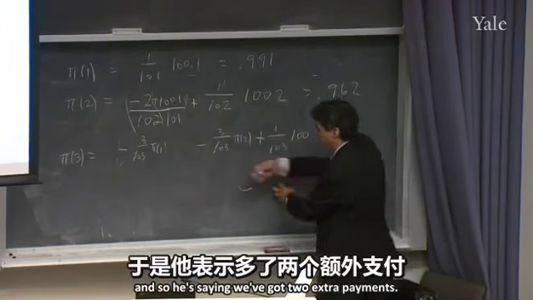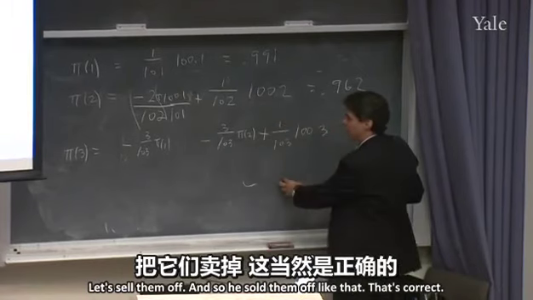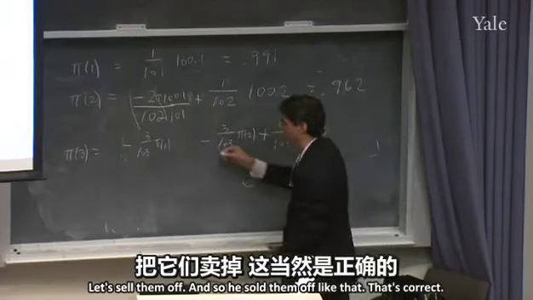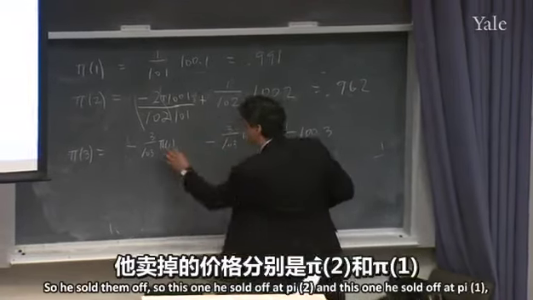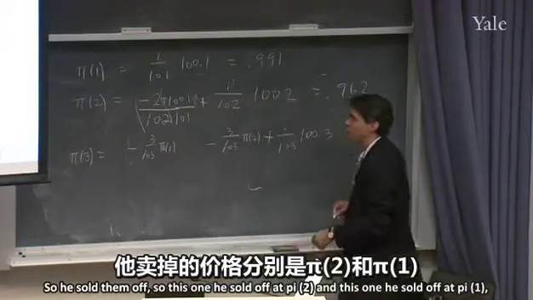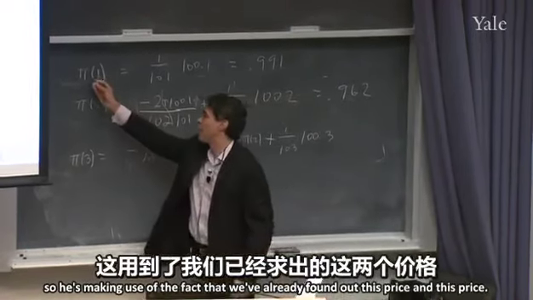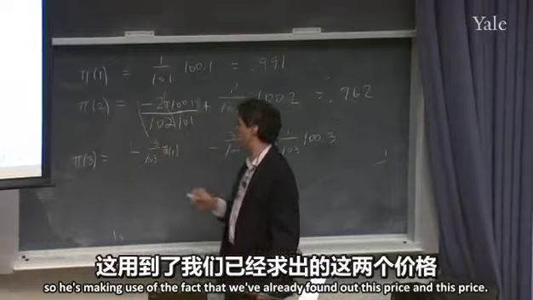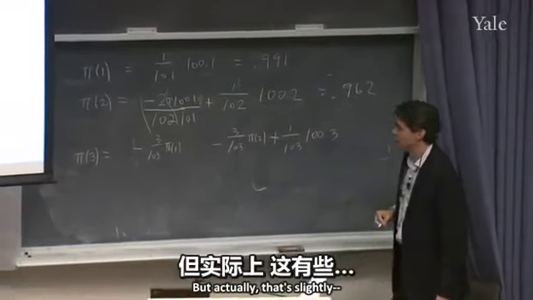And so he's saying, we've got 2 extra payments. Let's sell them off. And so he sold them off like that. Actually, that's correct. So he sold them off, and this one he sold off at pi 2, and this one he sold off at pi 1. So he's making use of the fact that we've already found out this price and this price. But actually, that's slightly okay.